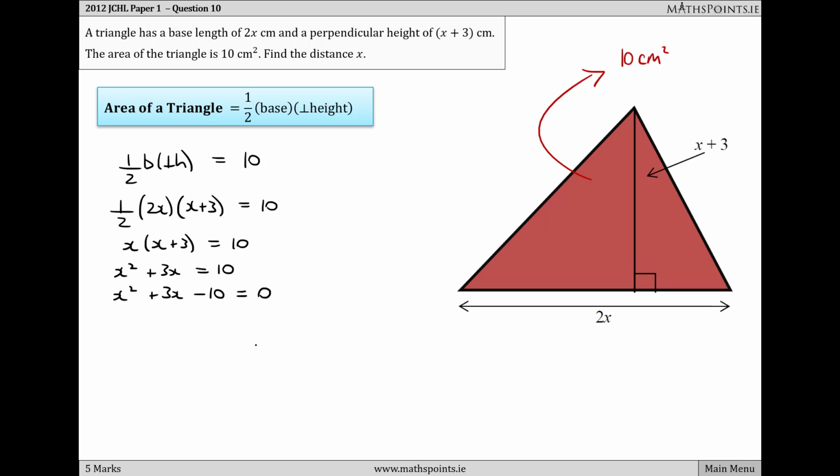is equal to 0. The easiest way to solve a quadratic, if we can, is to factorize. So I set up two sets of brackets. The first term in each bracket is going to multiply to give x squared, so that's going to be x by x. The second term in each bracket multiplies to give minus 10. So we have 10 and 1, or 5 and 2. So we can see that 5 and 2 can probably combine to give 3.